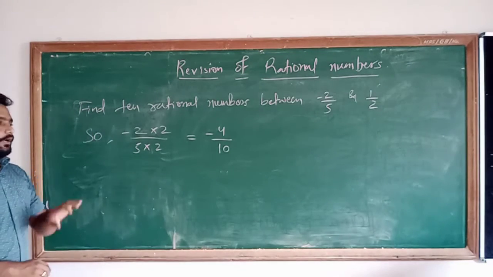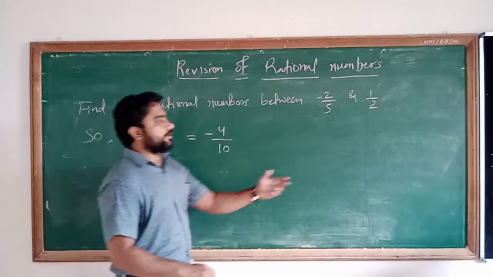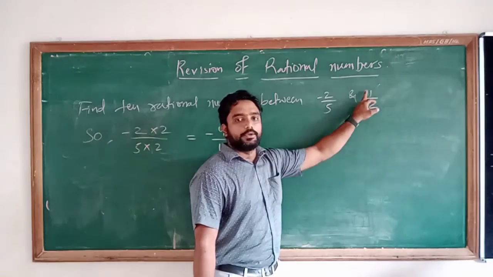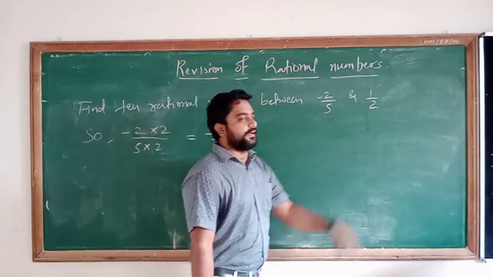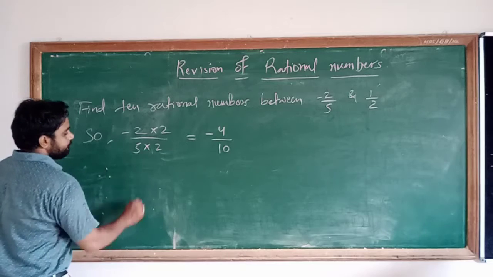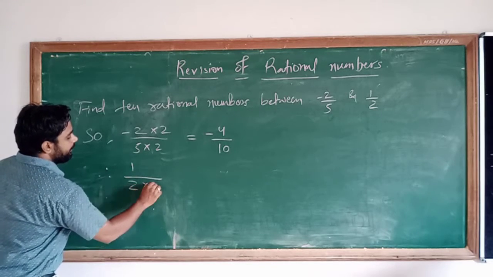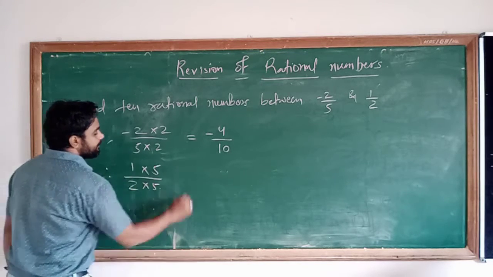Understand or not? Now the same thing you have to do with the second rational number, that is 1 upon 2. तो 1 upon 2 के साथ हम क्या multiply करेंगे? That is 5. So therefore 1 upon 2 multiply by 5 and multiply by 5. So what are we obtaining?